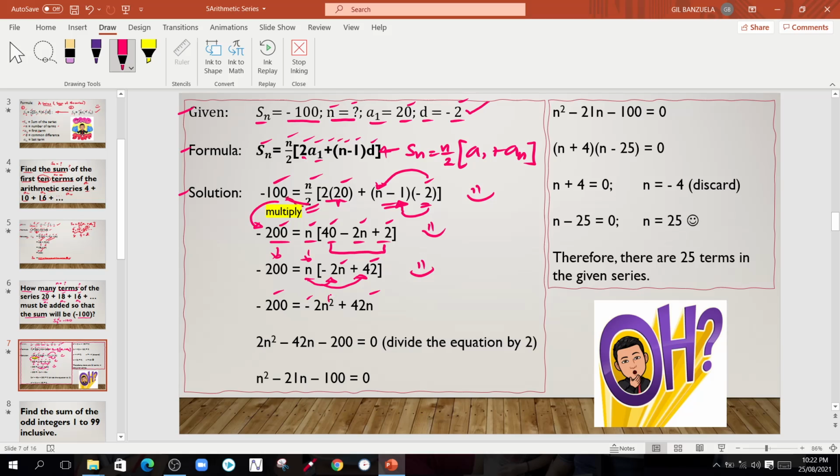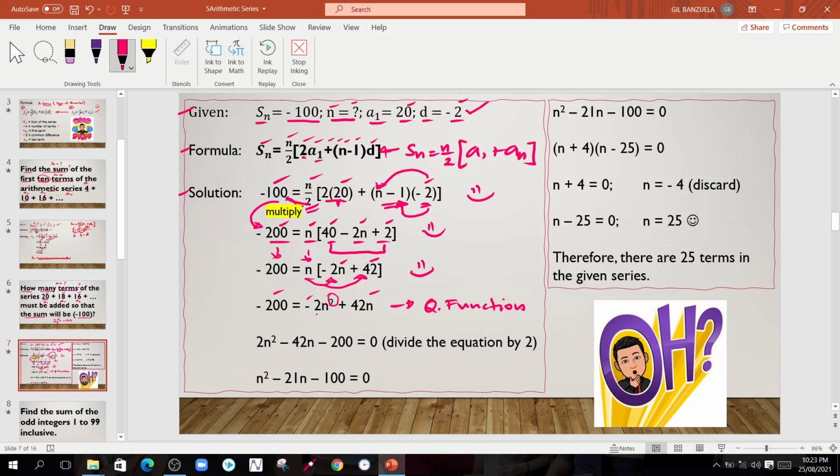At I'm sure makikita nyo yung highest degree ng polynomial natin ay 2. At alam natin, kapag ang highest degree ng polynomial ay 2, ito ay quadratic function or quadratic equation. Ayan, basically, yan yung focus ninyo during grade 9. So, I'm sure kayang-kaya nyo to.